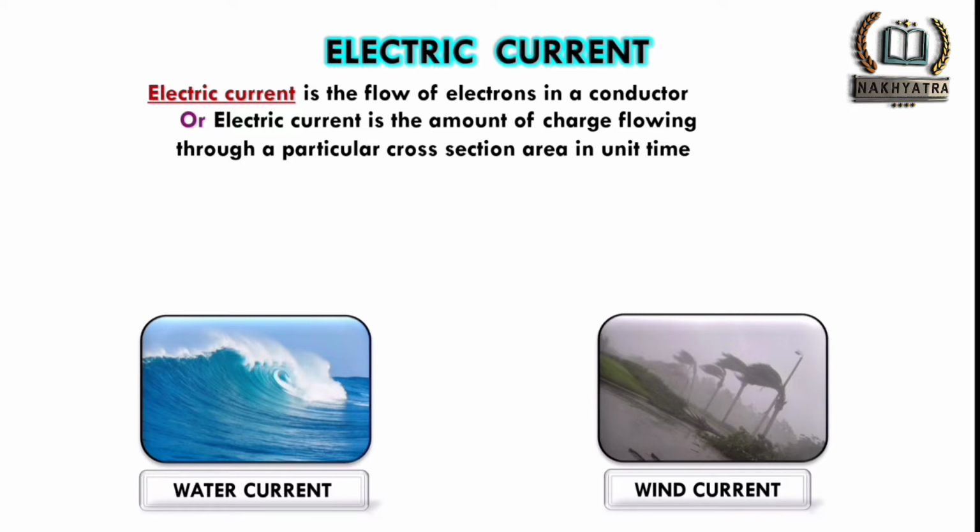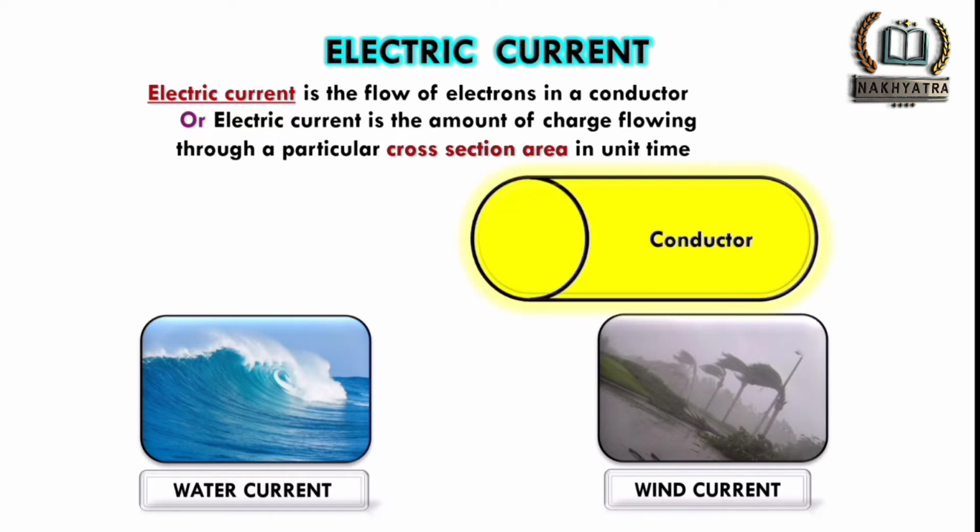Now you might be getting confused by the term cross-section area. So to clear out your confusion, I'm going to show you one conductor. A conductor is nothing, just take a metallic wire where electric current passes through and cut the wire into two pieces. After cutting the two pieces, we will get this type of shape. So it is known as your cross-sectional area.